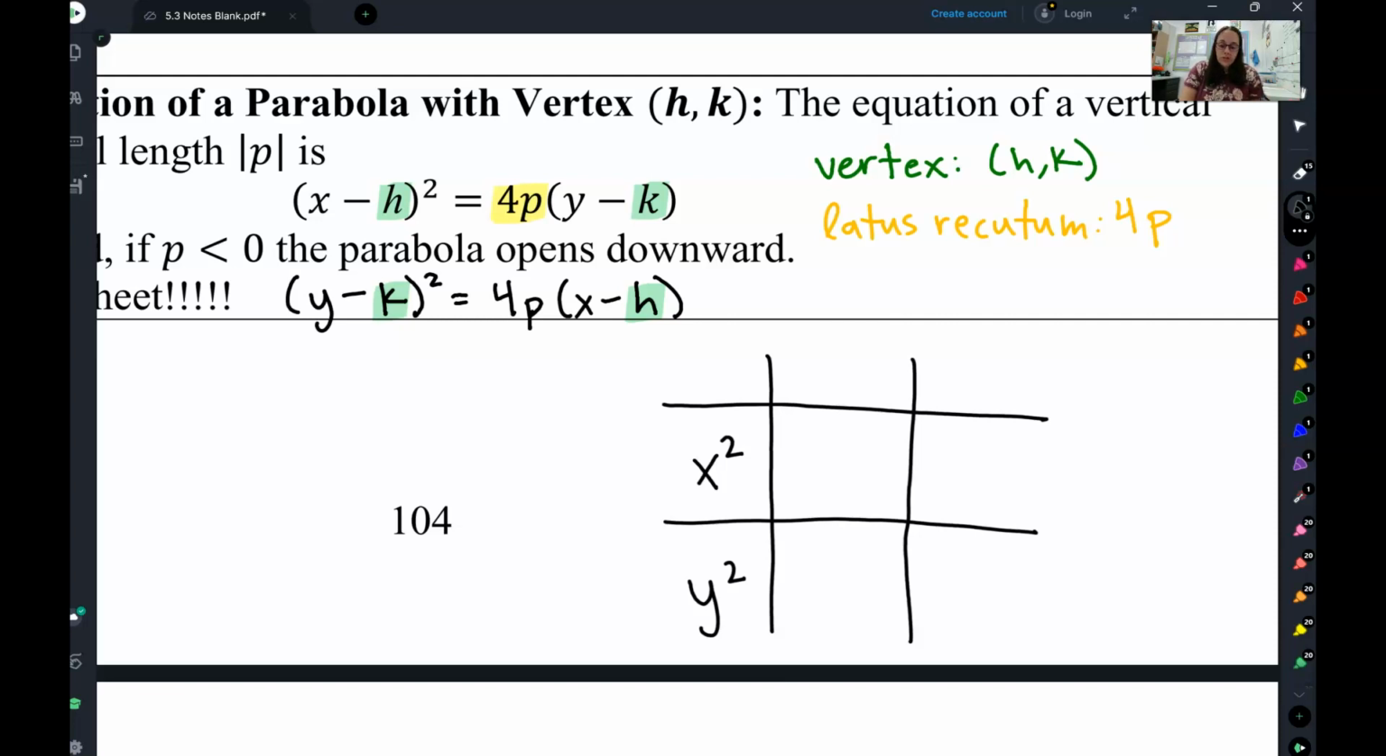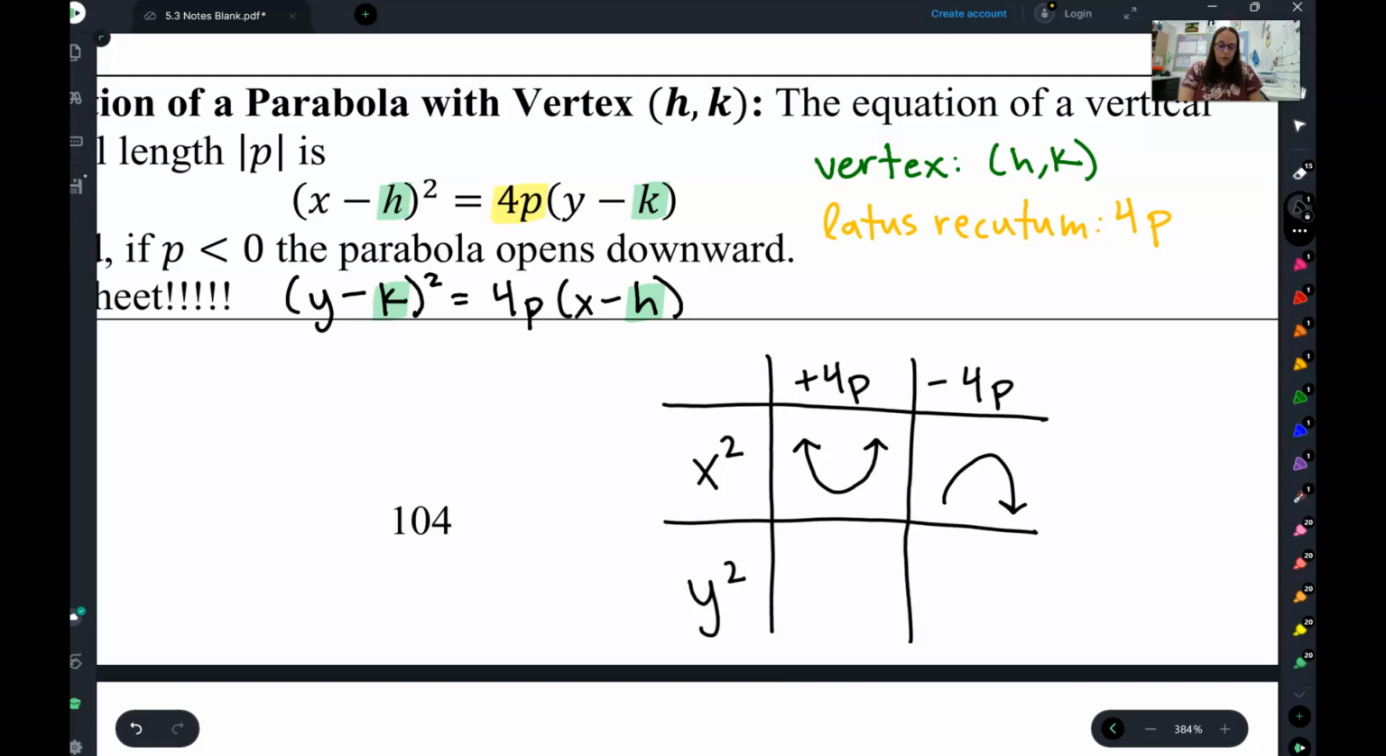How we know which direction it is, we look at 4p and see if it's positive or negative. If 4p is positive and x is squared, your parabola is going to face up. If 4p is negative and your x is squared, now your parabola faces down because of the negative. Now for y squared, if we have a positive 4p with y squared, that opens to the right. And if we have a negative 4p and y squared, that opens to the left.